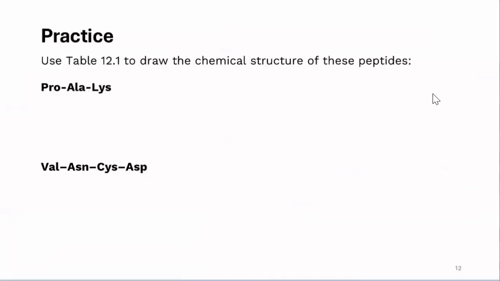Let's practice, if we are given a particular sequence of amino acids, how to draw the peptides. I'm going to illustrate two different techniques on how to do this. In the first problem, we need to draw the peptide that has the amino acids proline, alanine, and lysine.